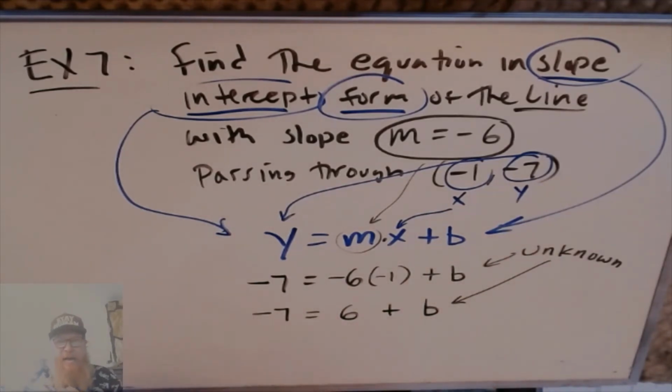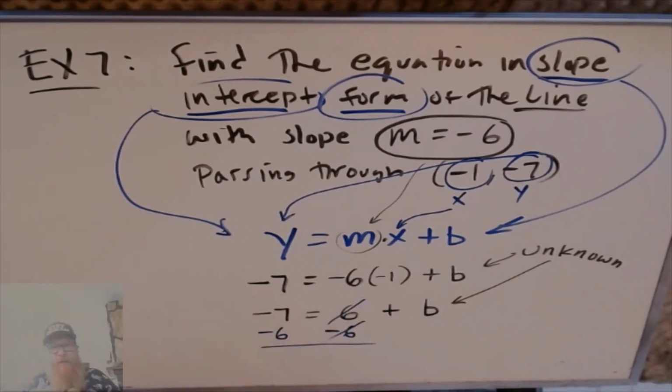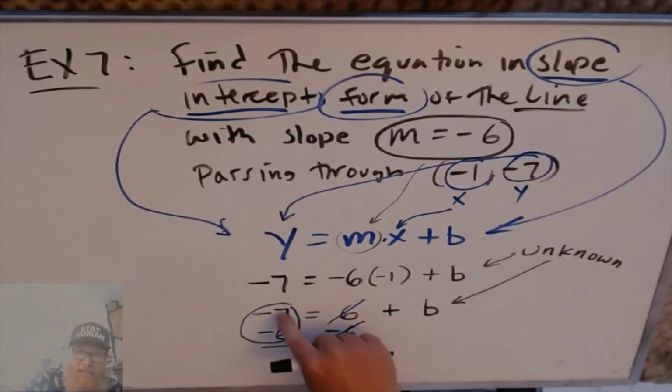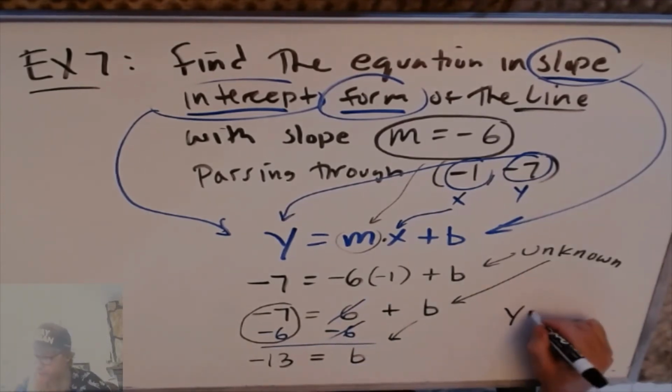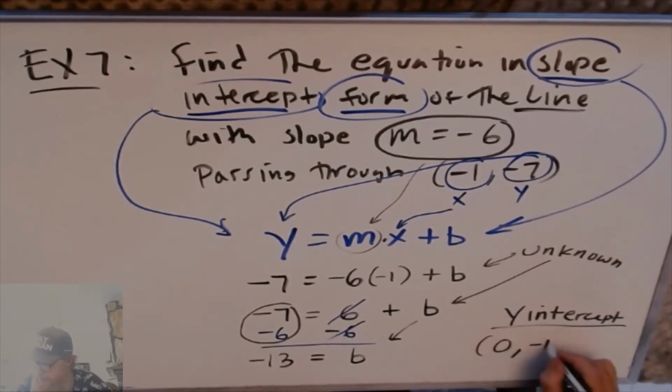So we are going to add negative 6 to both sides. Some people call this subtracting 6. I say add, because if you're adding, negative plus a negative is another negative. You're adding them. You're not multiplying them. You're not really subtracting either. You're adding more negatives. So b is going to come out to be negative 13. So that means your y-intercept is 0, negative 13.